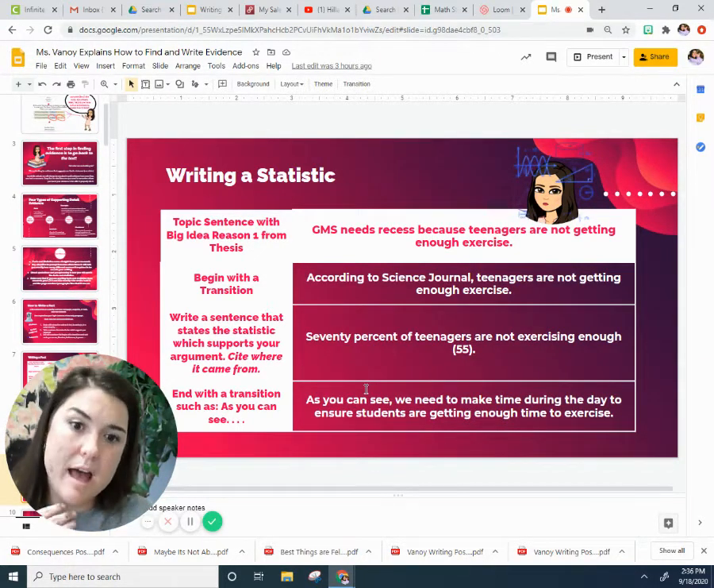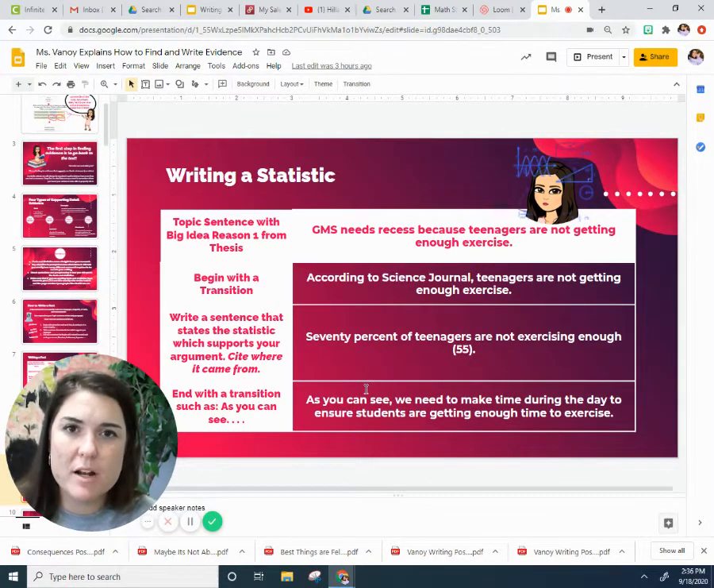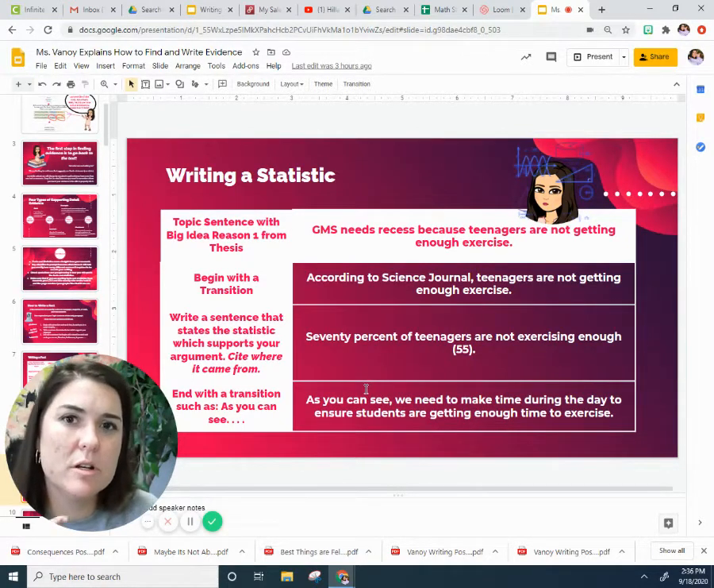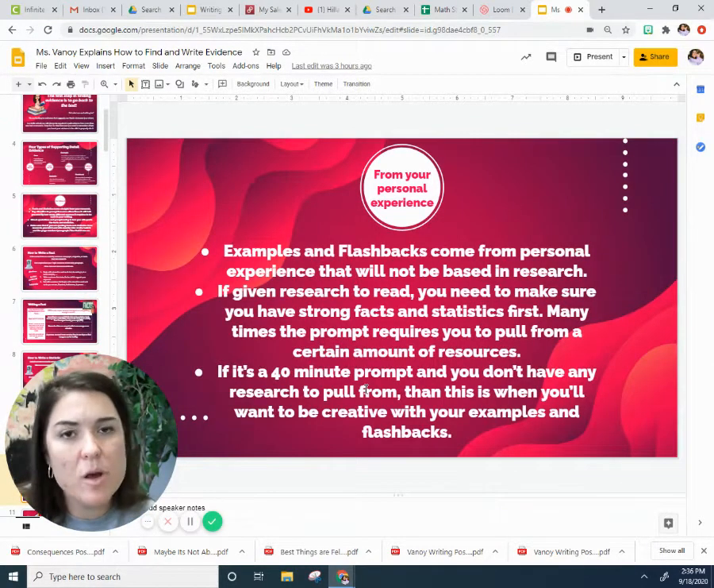Then you have to have a transition where you say this proves, as you can see, furthermore, therefore, some kind of transition that helps you know that you're going to go ahead and write it in your own words and elaborate. Now, the next two I'm going to talk about are from your personal experience.